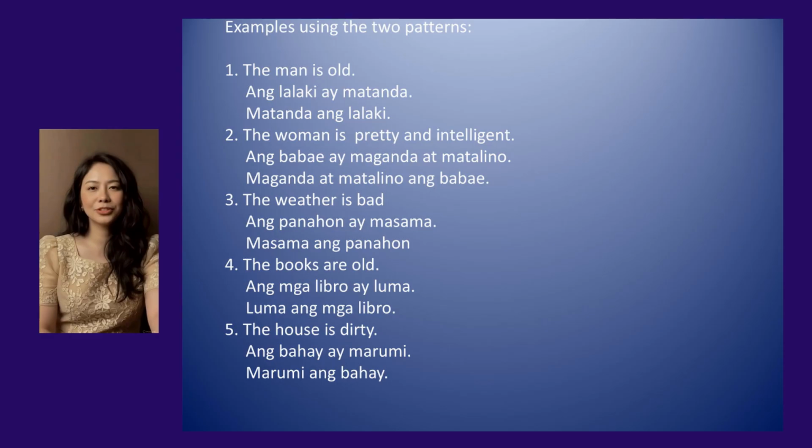Here are more examples using the two patterns. Number 1, ang lalaki ay matanda. O, matanda ang lalaki. Number 2, ang babae ay maganda at matalino. O, maganda at matalino ang babae. Number 3, ang panahon ay masama. O, masama ang panahon. Number 4, ang mga libro ay luma. O, luma ang mga libro. Number 5, ang bahay ay marumi. O, marumi ang bahay.